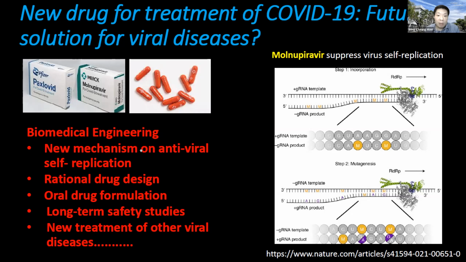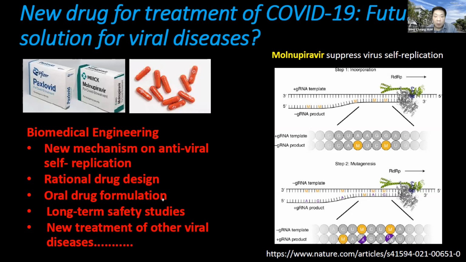So what bioengineering does is that it opens up new opportunities for us to understand new mechanisms on how this virus replicates itself. And by understanding this mechanism, we can produce drugs to stop the self-replication process of the virus. We also can introduce a new rational drug design approach to make new drugs. Right now, you only see two drugs from the companies, but we foresee in the future there will be more drugs being introduced. It also gives the opportunity for engineers to think about new oral drug formulation. But for sure, this is something that just got started.